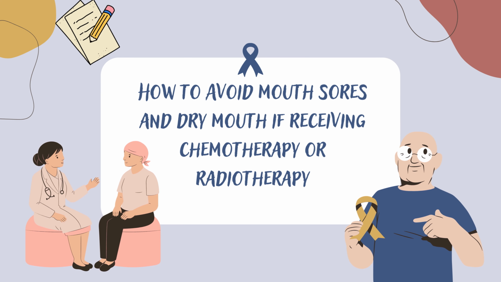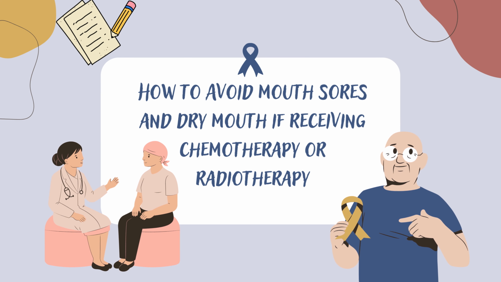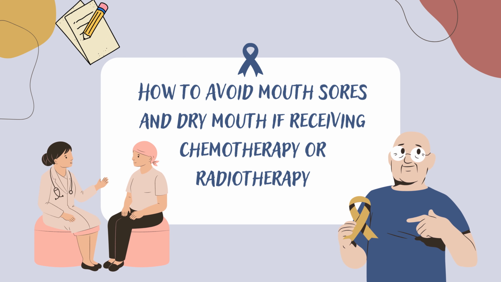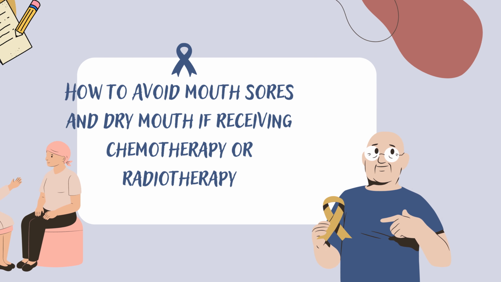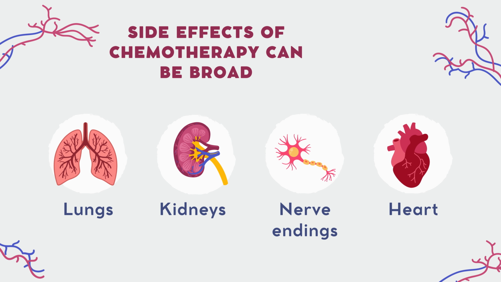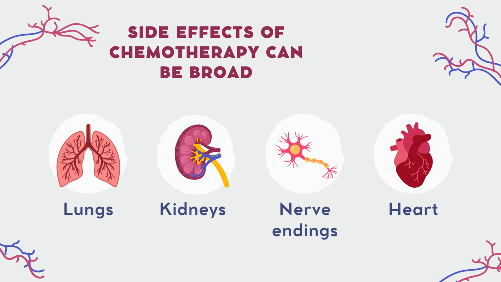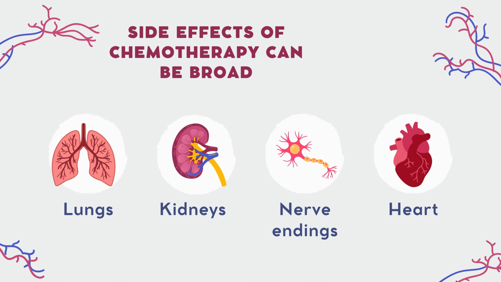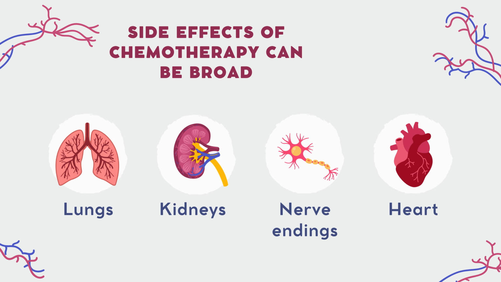How to avoid mouth sores and dry mouth if receiving chemotherapy or radiotherapy. While chemotherapy is important to kill cancer cells, it can also affect normal cells in your body. Depending on the type of chemotherapy, organs that may get affected include lungs, kidneys, nerve endings, or the heart. In this video, we will focus on the mouth and go over some side effects related to the oral cavity.